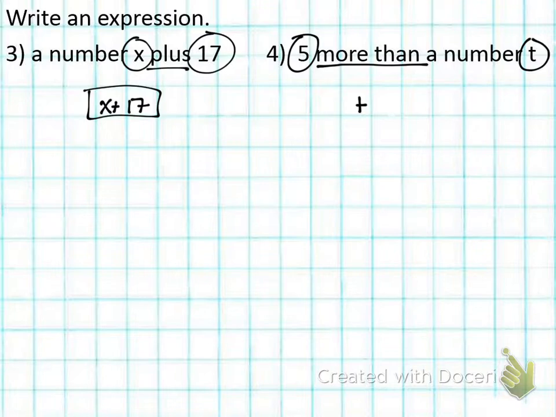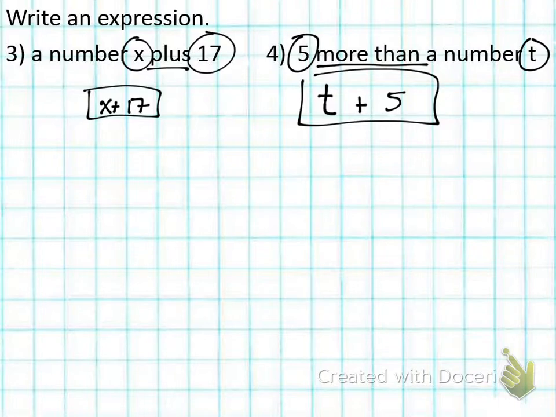And you know how your t kind of looks like your plus sign? This is how you should make your t look different. Make it look a little taller and then put a little tail at the end of it like that. So it looks like that. T plus 5, okay? That is the correct answer. If you put 5 plus d, it's wrong. Okay?